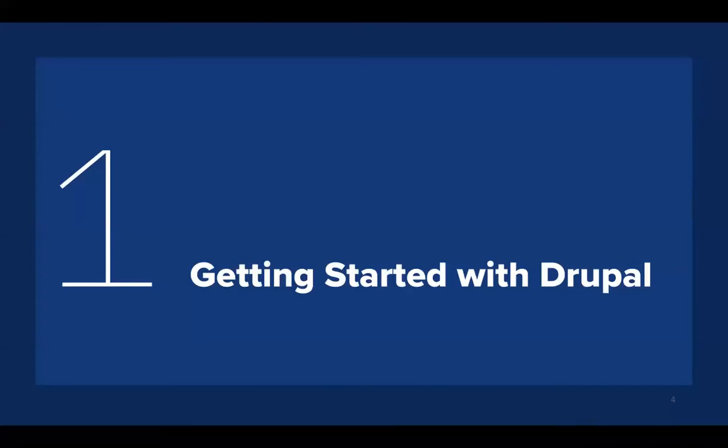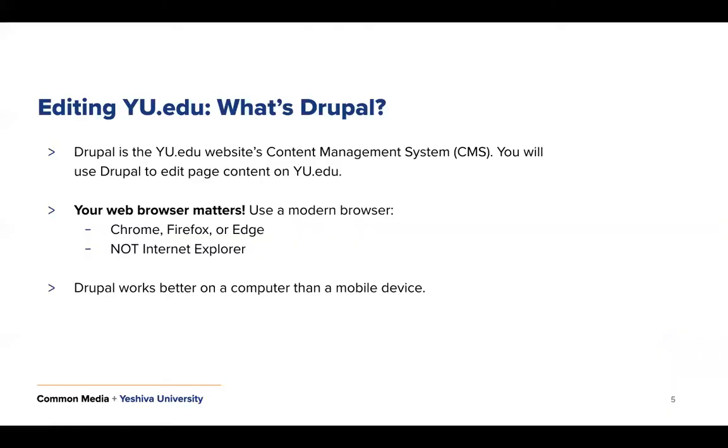Let's get right into it. So the first question that some folks will have, if they've never seen this before, if this is your first time, is what is Drupal? What are we talking about here? Drupal is the software that runs the website. So YU.edu is a Drupal website. It's the content management system. So when you log into the website, you're using Drupal and putting content into Drupal. So we're going to talk about it in that context.